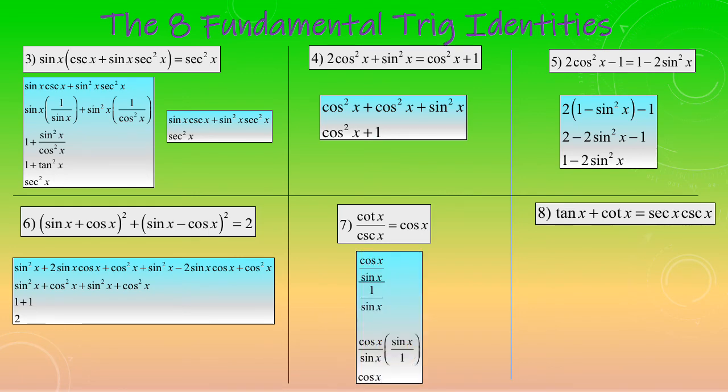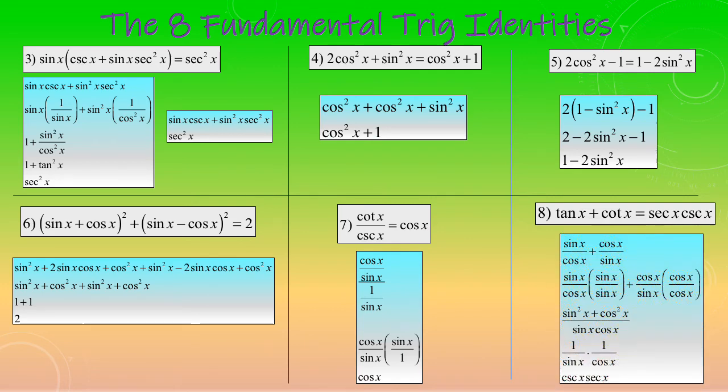In number 7, we have cotangent of x over cosecant of x is equal to cosine of x. Here we will use our guideline to change things to sines and cosines. So we have cosine of x over sine of x, over 1 over sine of x. We create a complex fraction, and you can't be afraid to work with them. We simply flip the denominator and multiply, and we're left with cosine of x over sine of x times sine of x over 1, and the sine of x is canceled, and we are left with cosine of x.